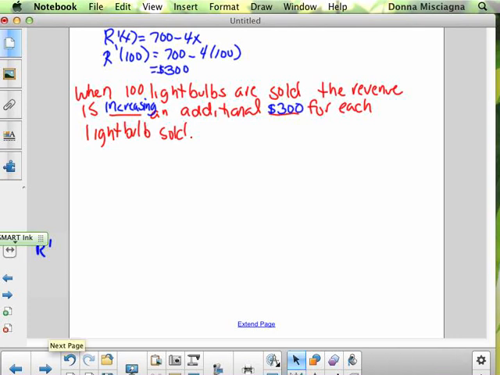All right, so when we're selling 100 light bulbs, it's not the revenue we make, it's the change in revenue that we're making when we're selling 100 light bulbs. So the derivative is always looking at change. So that's this problem.